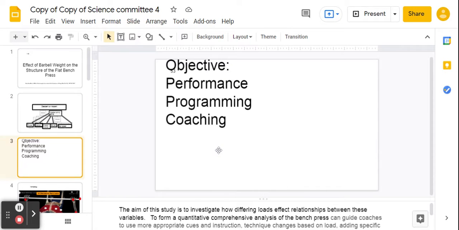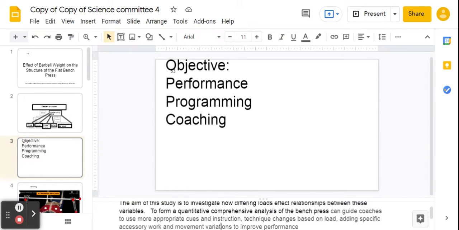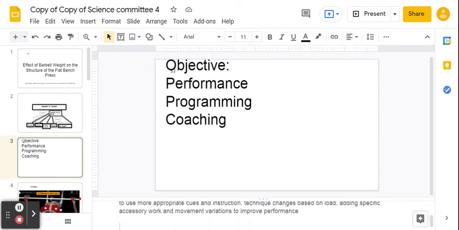So the goal is to form a quantitative, comprehensive analysis of the bench press to guide coaches to use more appropriate cues and instructions, technique changes based on load, different types of programming schemes, and adding specific accessory work and movement variations to improve performance.